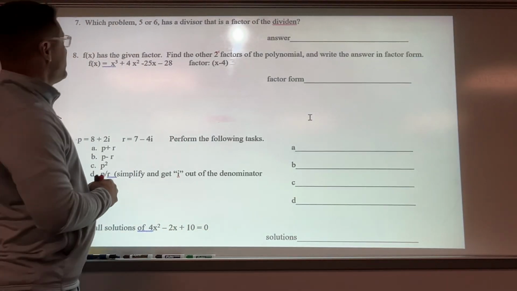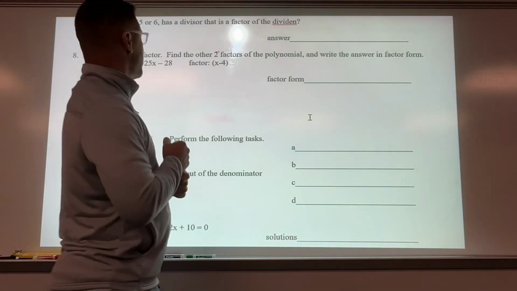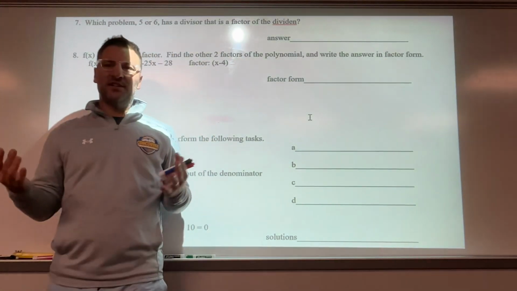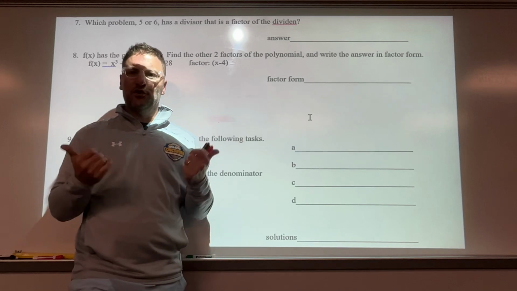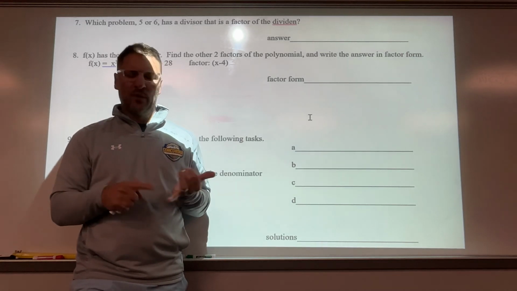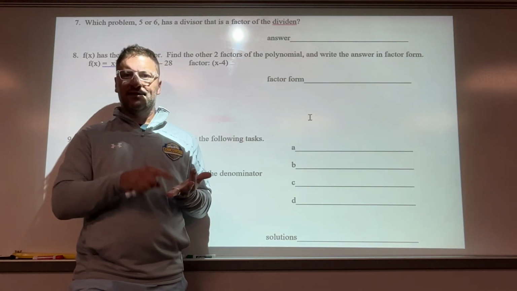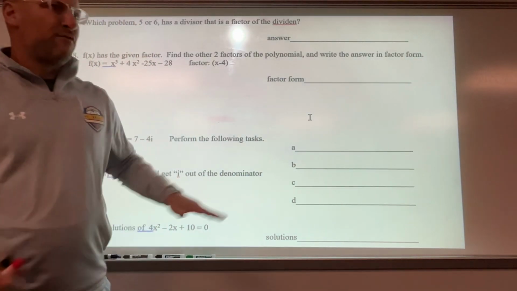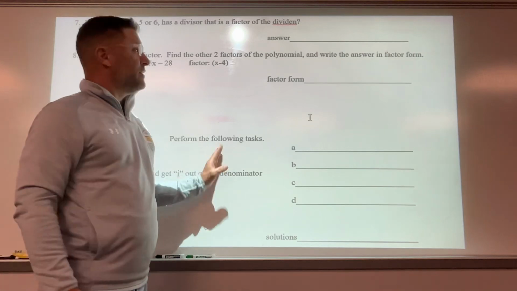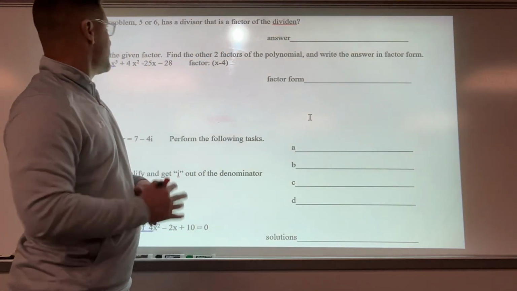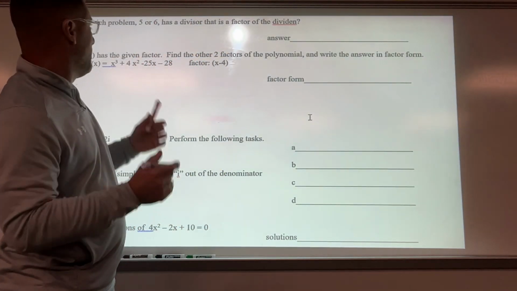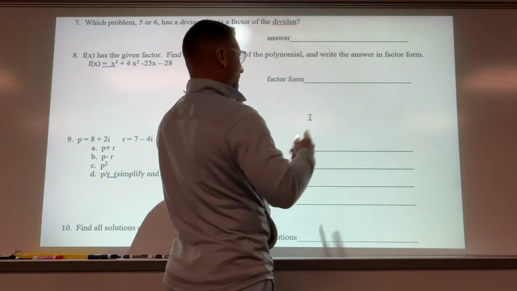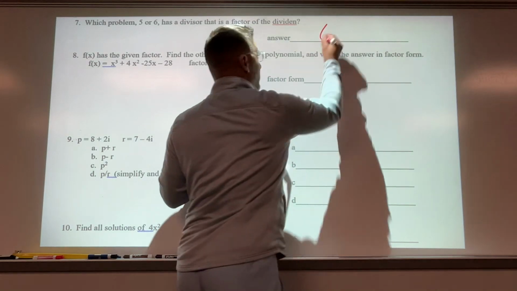All right, number 7. Which problem, 5 or 6, has a divisor that is a factor of the dividend? Well, this question tells me that one of the two previous problems has a remainder and one of them has no remainder. Thinking about what I did on the previous ones, 5 had a remainder, 6 didn't. That fits with this. So the one that has a divisor that is a factor would be number 6, because there's no remainder.